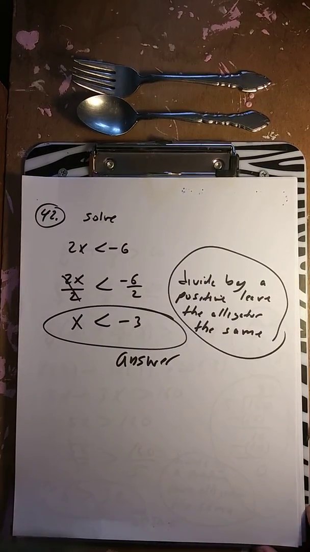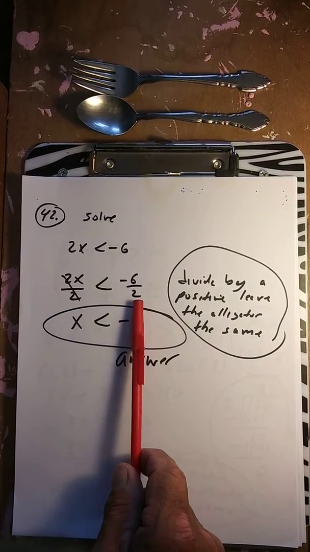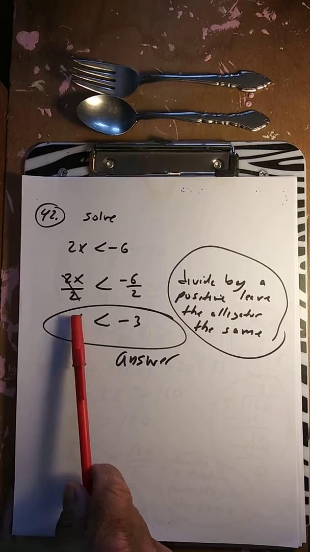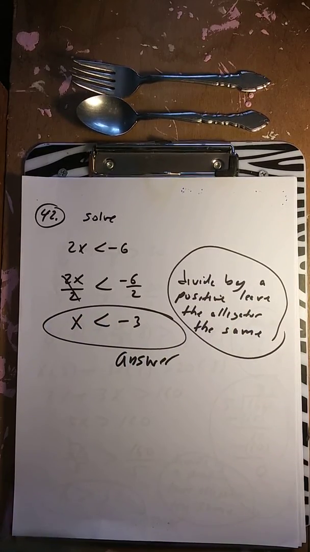Next question. It says 2x is less than negative 6. Divide by positive 2 on both sides. x is less than negative 3. Divide by a positive, leave the alligator alone. Don't turn it.